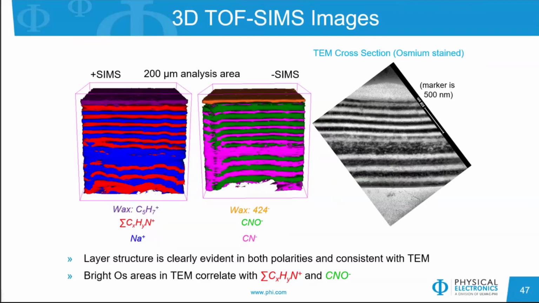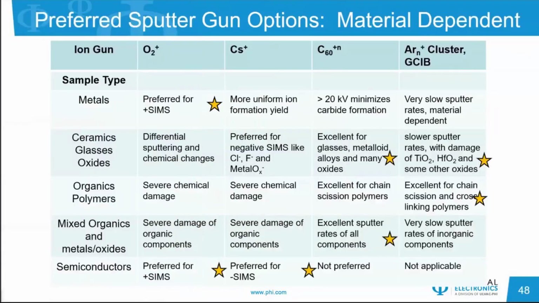So TOF-SIMS offers a very powerful tool to analyze your sample, even in the biological or organic world. We've highlighted the different sputter gun options, what you can use to sputter or analyze your sample. There's some material dependence on the type of ion beam you want to use, depending on what kind of information you want to gain.